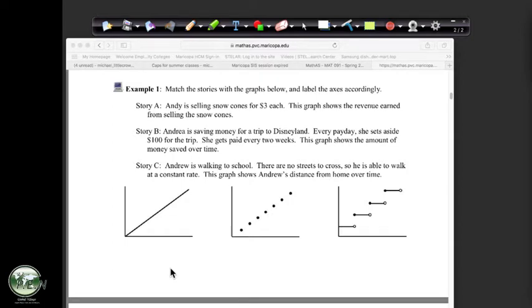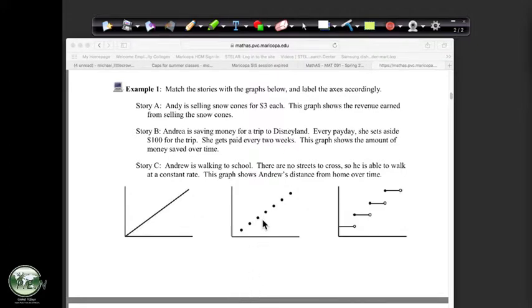We've got a couple different graphs, and this is just to kind of identify which one goes with which story. Okay. So story A, and again, it is a video example, but I'll walk through it. Andy's selling snow cones for $3 each. This graph shows the revenue earned from selling snow cones. So you sell one snow cone, how much money does he make? $3. He sells two, how much does he make?